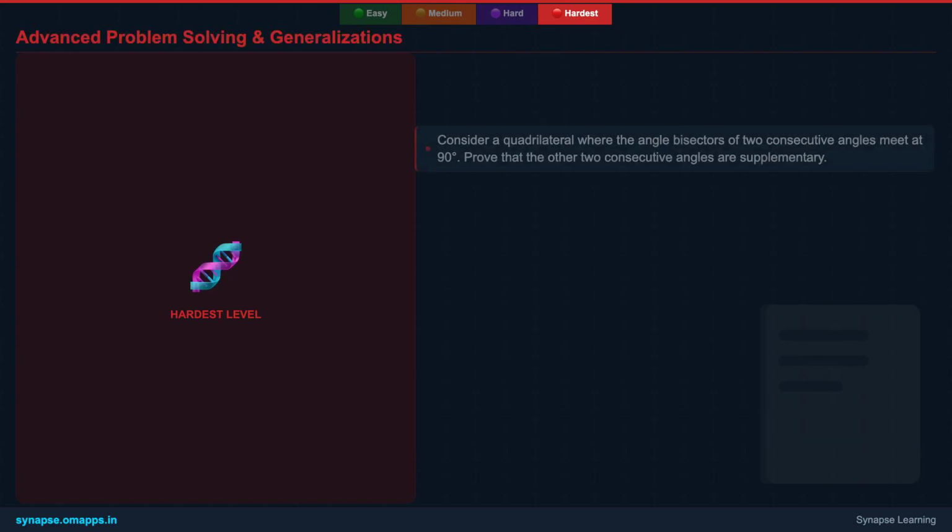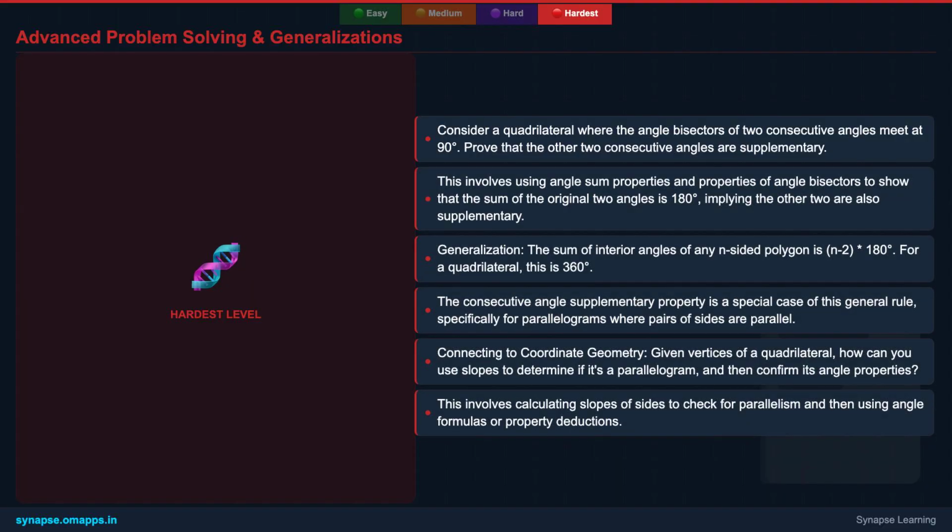The principle of consecutive angles being supplementary in parallelograms isn't just a textbook fact, it's a cornerstone for understanding more complex geometric figures and transformations. It's used in architecture for structural stability, in computer graphics for rendering shapes, and in physics for vector analysis. Mastering this seemingly simple property opens doors to solving real-world problems and appreciating the elegance of geometry's interconnectedness.